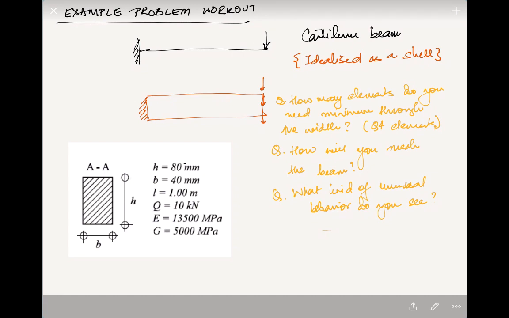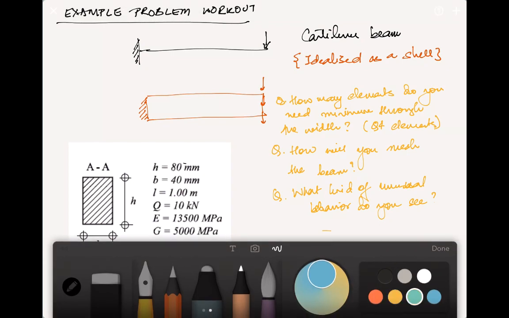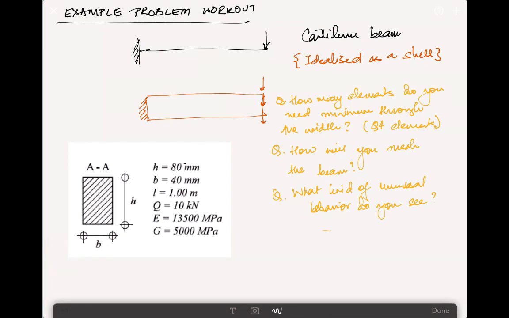The example problem at hand today is a simple cantilever beam which will be idealized as a shell. Now this cantilever beam is not a standard Euler-Bernoulli cantilever beam. So these are certain basic differences that we are going to take into account. This is not an Euler-Bernoulli beam, and the reason is that it's a thick beam. So when it's a thick beam, you have all other effects such as shear that come into play, and therefore this beam is also sometimes referred to as the Timoshenko beam.